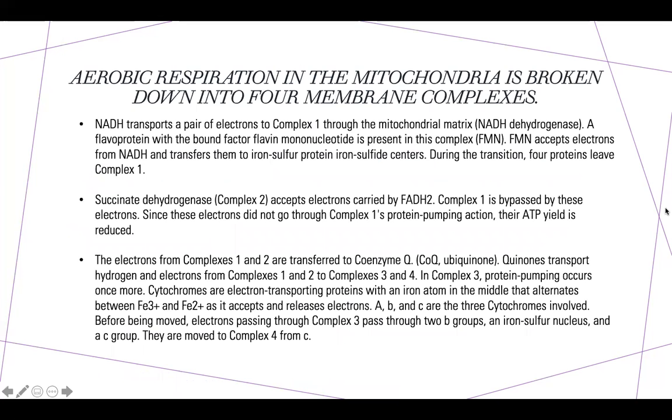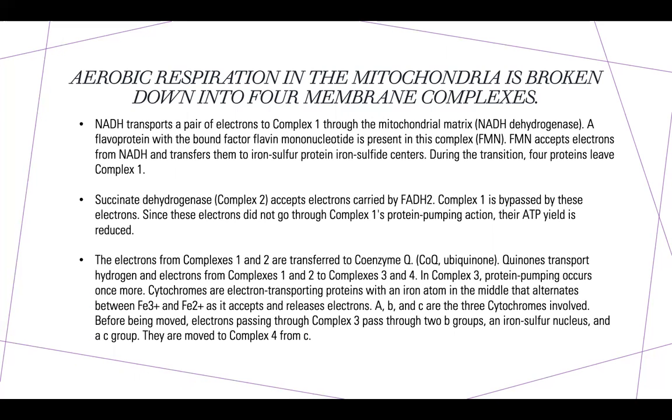Aerobic respiration in the mitochondria is broken down into four membrane complexes. NADH transports a pair of electrons to complex 1, in the mitochondrial matrix, NADH dehydrogenase. A flavoprotein with the bound factor flavin mononucleotide, FMN, is present in this complex. FMN accepts electrons from NADH and transfers them to iron sulfur protein, iron sulfide centers. During the transition, 4 protons leave complex 1.